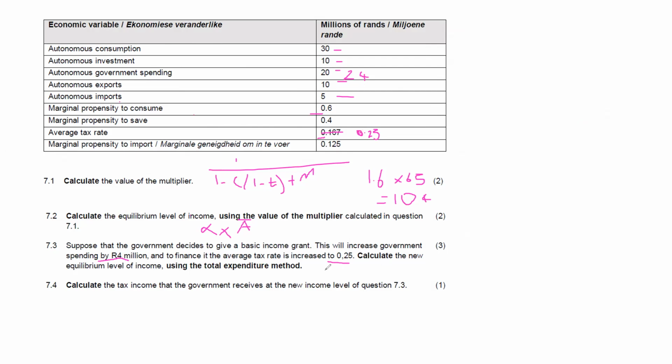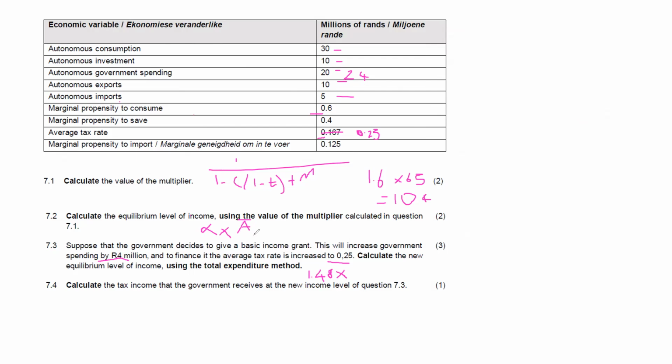So firstly, we need to calculate the new multiplier. After that, we're going to calculate the new autonomous aggregate expenditure, and then multiply the multiplier by the autonomous aggregate expenditure. So our multiplier is going to be 1 divided by 1 minus MPC. Our MPC is still 0.6, times 1 minus our average tax rate, which is now 0.25, plus the marginal propensity to import, which is 0.125. That gives me 1.48. So the new multiplier is 1.48.